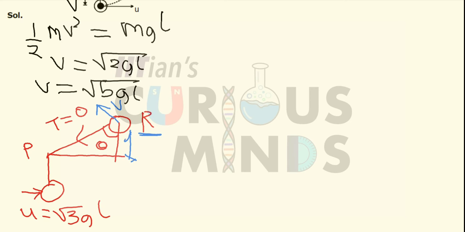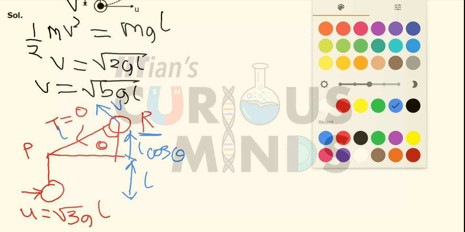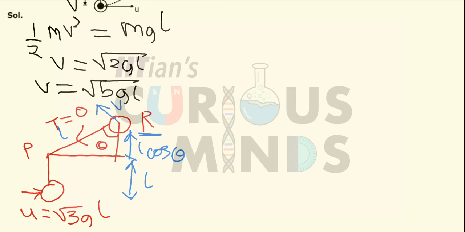Now this is the length of the string, so this is L, and this is theta, so this will be equal to L cos theta, and this string over here will be equal to L. So the total height from the bottom will be equal to L plus L cos theta. Let us find out the velocity at point R; let the velocity be v.